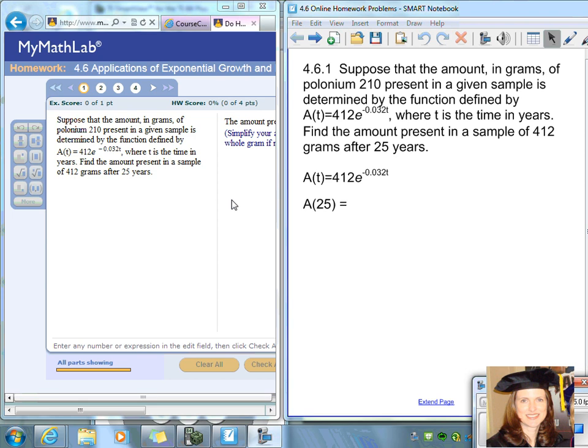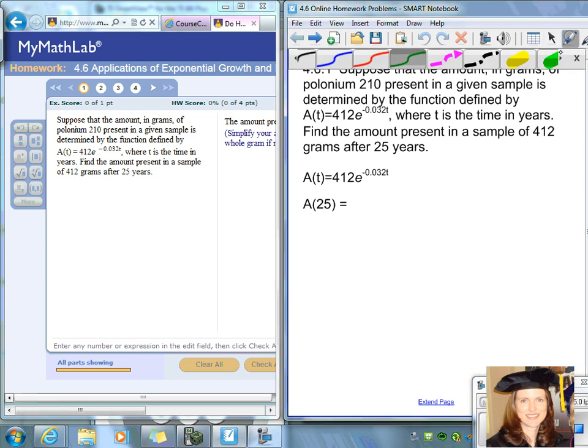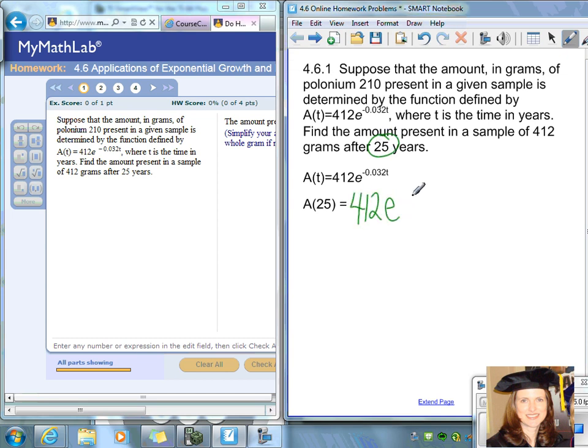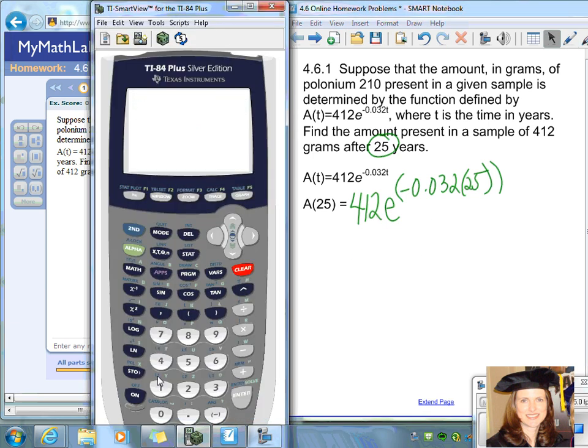T is the number of years, and we're given 25 years. So we want to evaluate this, 412 e to the negative 0.032 times 25. Notice I'm going to put extra parentheses around the entire exponent. You need a calculator to evaluate this. On a graphing calculator, you can locate the E button right over here, the second E, and then I'm going to put parentheses around negative 0.032 times 25.